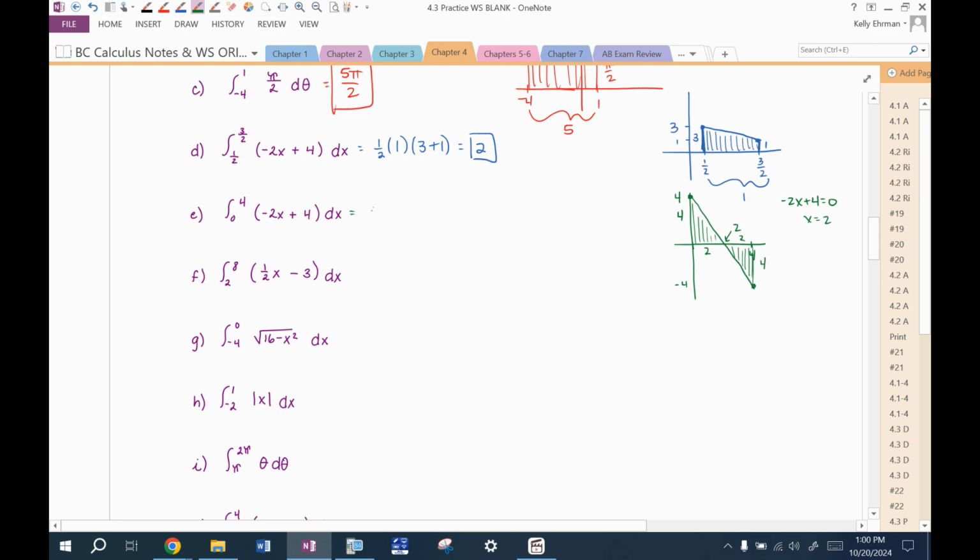One's going to be positive, one's going to be negative. I guess their areas are 8 divided by 2, right? So either way, whether you show me that work or not, that is a net area of 0.